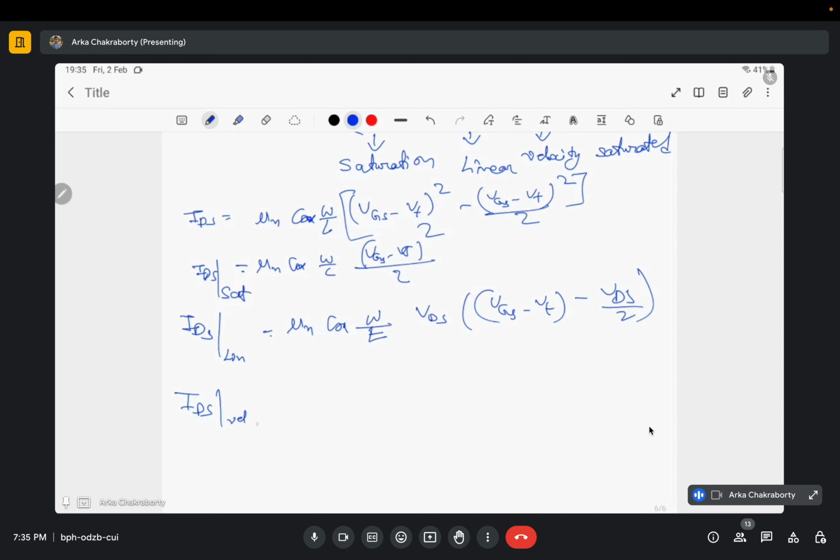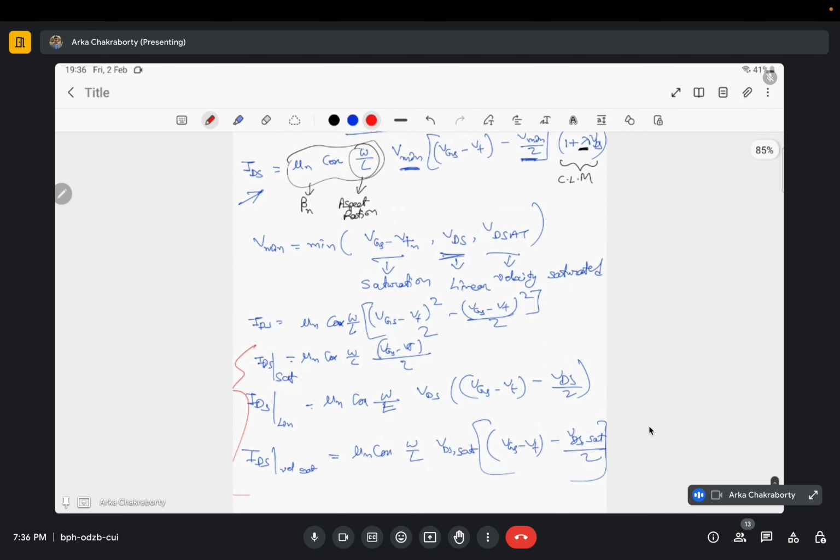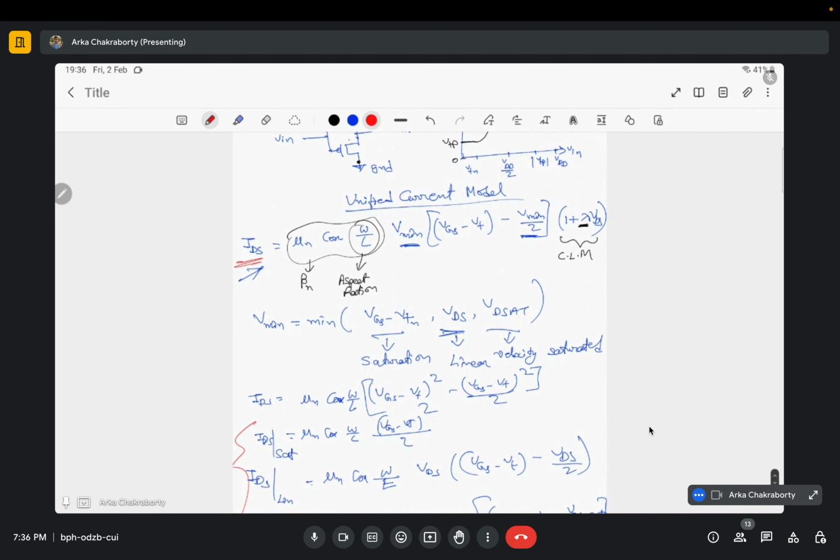IDS velocity saturated will become mu Cox W by L, VDS saturated, VGS minus VT minus VDS saturate by 2. So these are the three equations that we use. It has incorporated all these three equations in this equation of current.